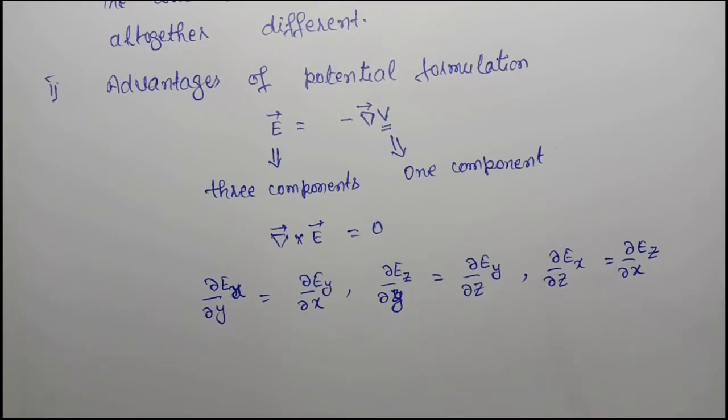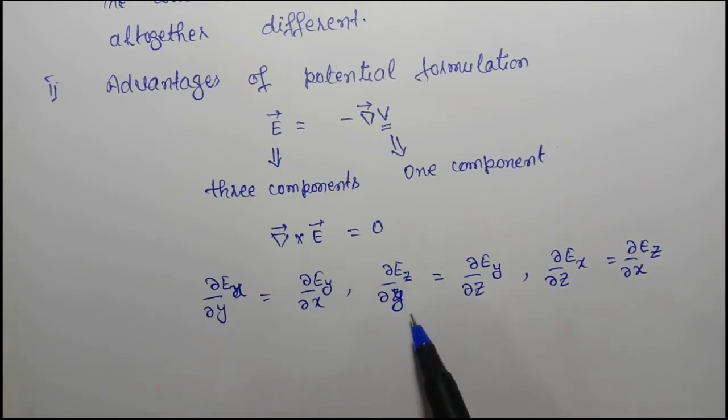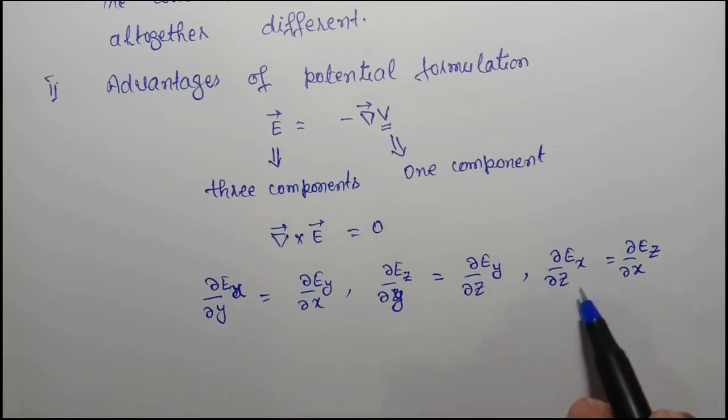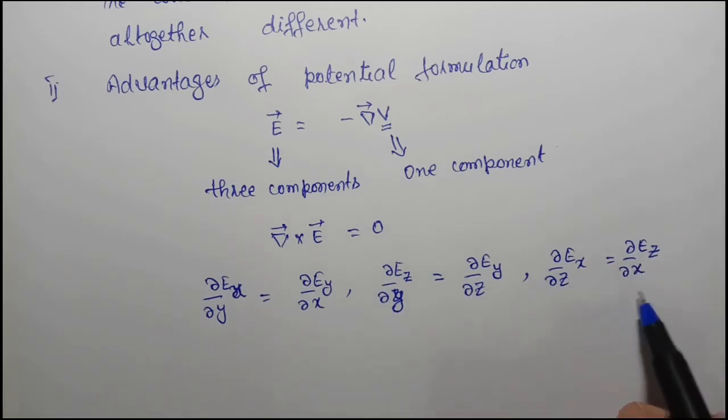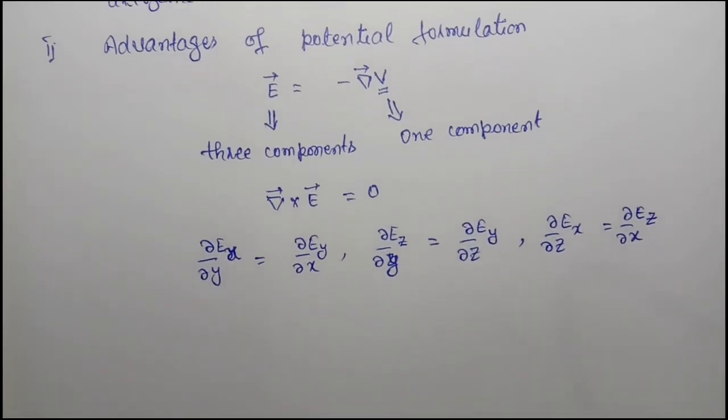Okay, so because all these are interrelated, for example, ∂/∂y Ex is equal to ∂/∂x Ey, ∂/∂y Ez equals ∂/∂z Ey, and ∂/∂z Ex is equal to ∂/∂x Ez. Because all these three are interrelated with each other, this will give the same information as given by the one component of scalar potential.